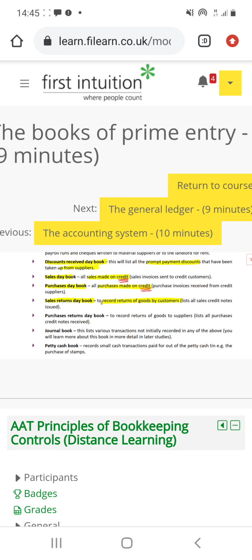As I'm sure you can imagine, a purchase returns day book is just the opposite of that. This is where we record any goods we have returned to our supplier. Again, for whatever reason we have to send the goods back, we're going to record the purchase returns in that purchase returns day book. Depending on your business, that might be quite significant.